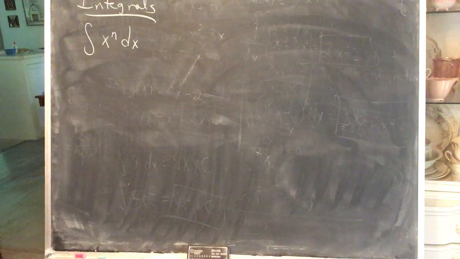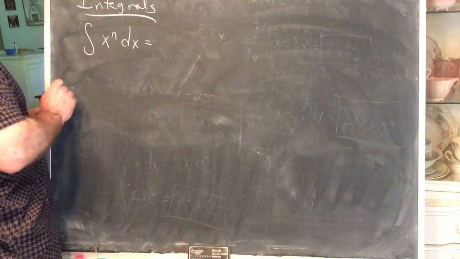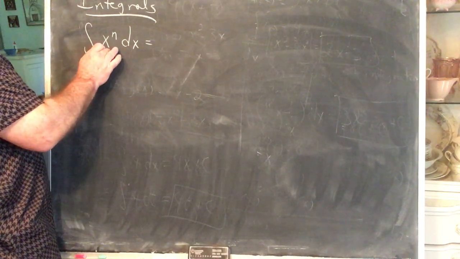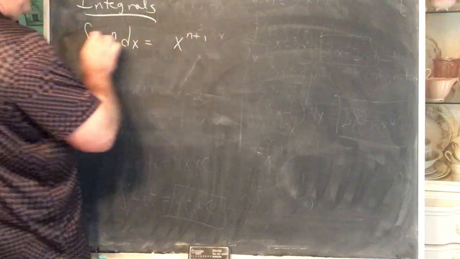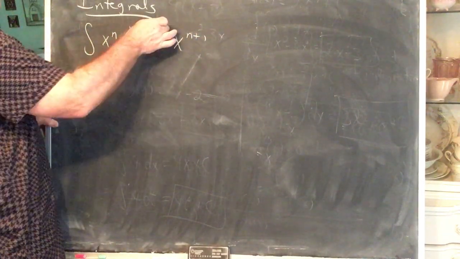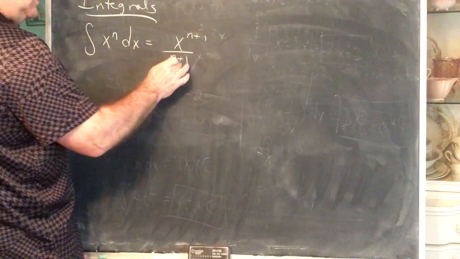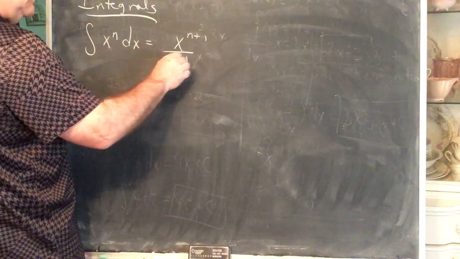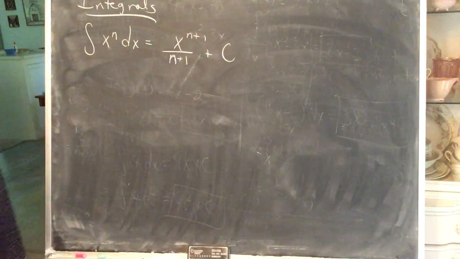In no particular order, this is the antiderivative of x raised to the n. We've talked about this already. This is the basic power rule. Our rule was, what did we do? The integral of x to the n is x to the n plus 1. Now, the coefficient here is 1. So we divide by 1 over, or we can put this in the denominator. You divide by the exponent you just created, plus the constant. So this is the basic power rule.